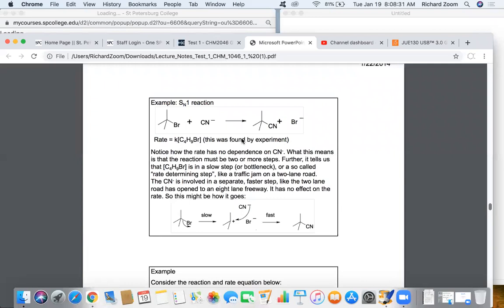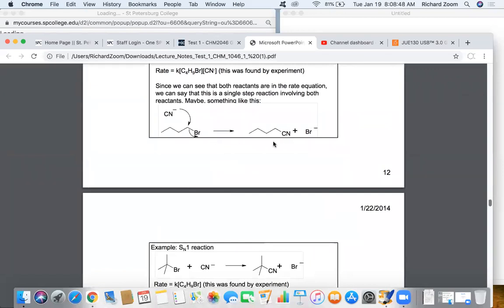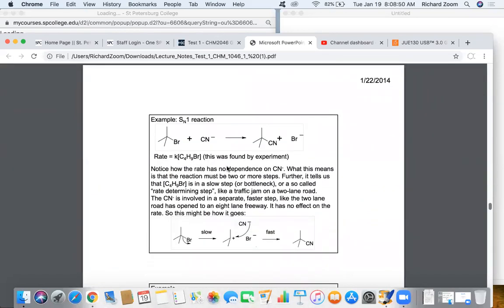And again, this is found by experiment. We find that no matter what concentration of CN minus we have, it doesn't change the rate. So what's the implication of that? Well, the implication is that it must be more than one step, whereas this one up here was just a one-step process. This is a multi-step process, or at least a two-step process.